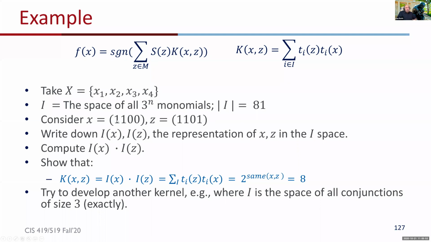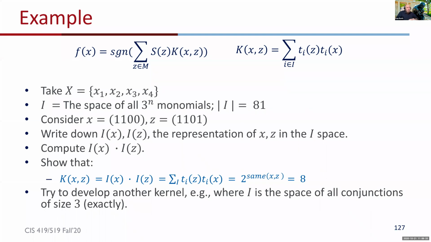So you can completely write it down or just think about how to compute the dot product in this new feature space, I of x dot product with I of z. And once you do this, convince yourself that this dot product is exactly 2 to the same(x,z). What is same(x,z) here? They agree on the first coordinate, they agree on the second coordinate, they agree on the third coordinate, they disagree on the fourth coordinate. So it's 3, 2 to the 3 is 8. That's it.